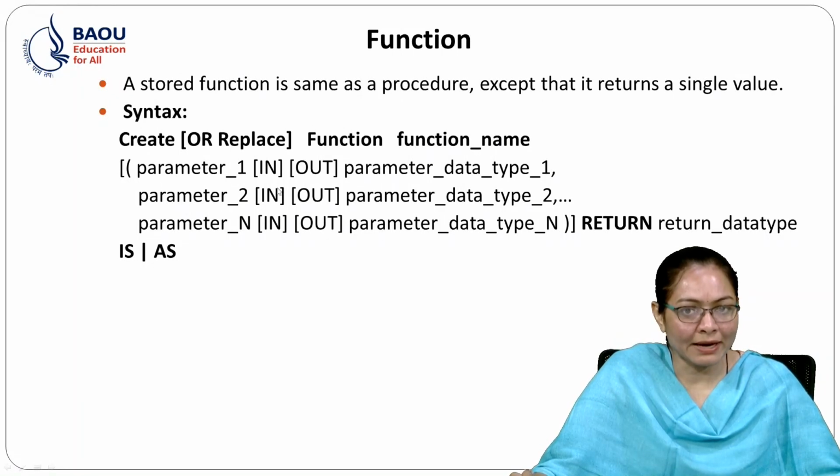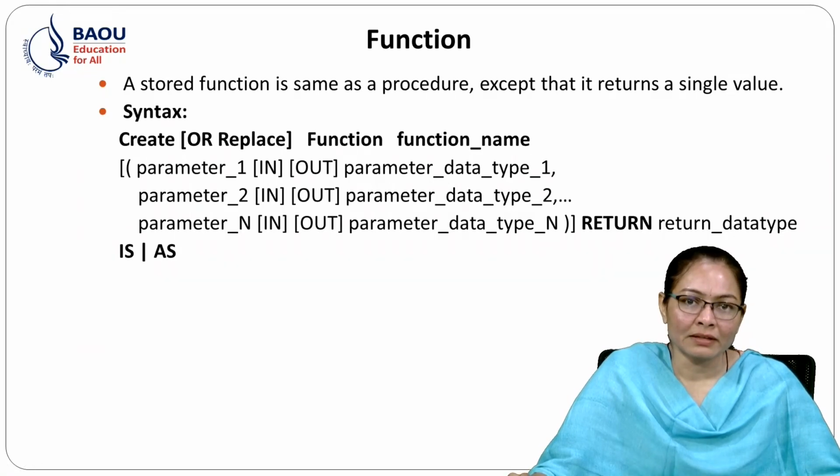Now, the square bracket is optional, meaning if there is a parameter, then you can define it. If there is no parameter, you do not define this block. The parameter name is the name of the parameter which is passed to the function. Here, parameter name, then IN, OUT. IN means accept the value, OUT means return the value, and IN OUT means accept and return both. The parameter data type is the data type of the parameter that we are passing to the PL/SQL function.